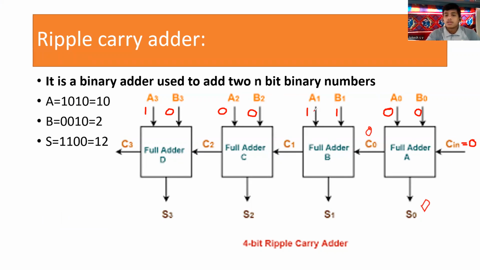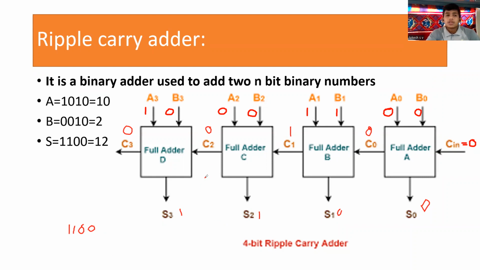In a similar way, by adding 1, 1, 0, we will get sum 0 with carry 1. By adding 0, 0, 1, we will get sum 1 with carry 0. And by adding 1, 0, 0, we will get sum 1 with carry 0. So finally, the output produced is 1, 1, 0, 0. It is equal to 12. So we got output as 12.